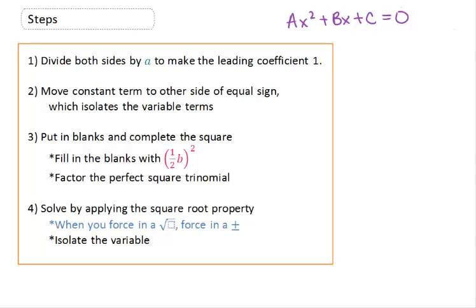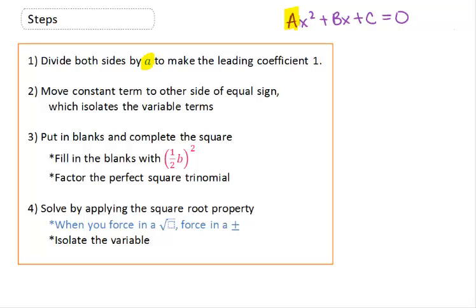In step number 1, we have to divide both sides of the equation by a to make the leading coefficient 1. So when I say divide it by a, I mean that a in standard form, so whatever coefficient or whatever number is in front of my x squared.